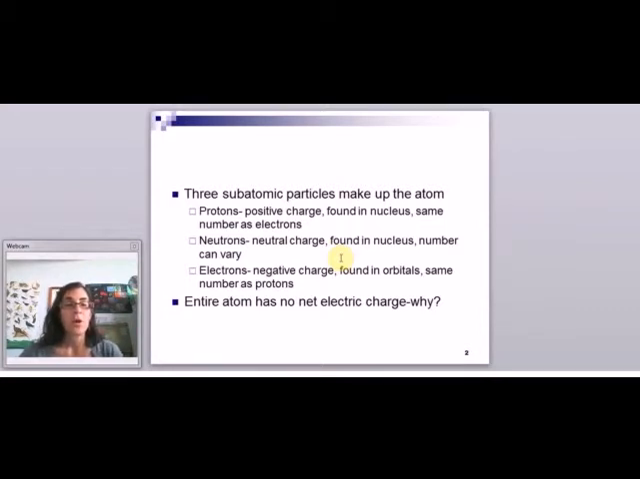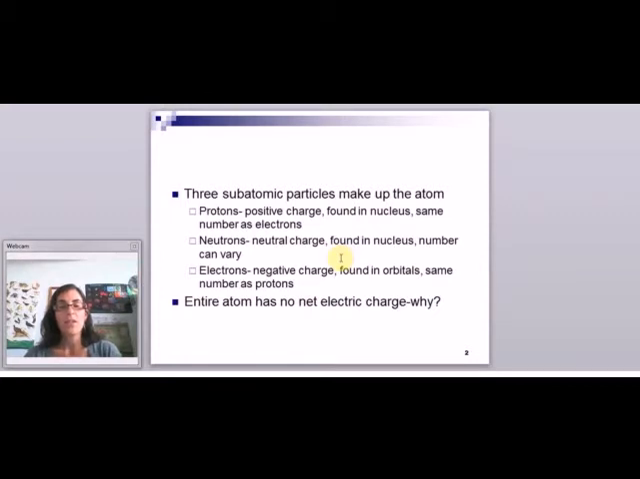The other subatomic particle is a neutron, for neutral charge. It's also found in the nucleus of the atom, sort of mixed in or clumped together with the protons. And the final subatomic particle is the electron. The electron has a negative charge, and it's not in the nucleus. It's found in areas called orbitals outside or surrounding the nucleus. The entire atom typically has no charge, so it's neither positive nor negative, even though we have positive and negatively charged particles inside of it.